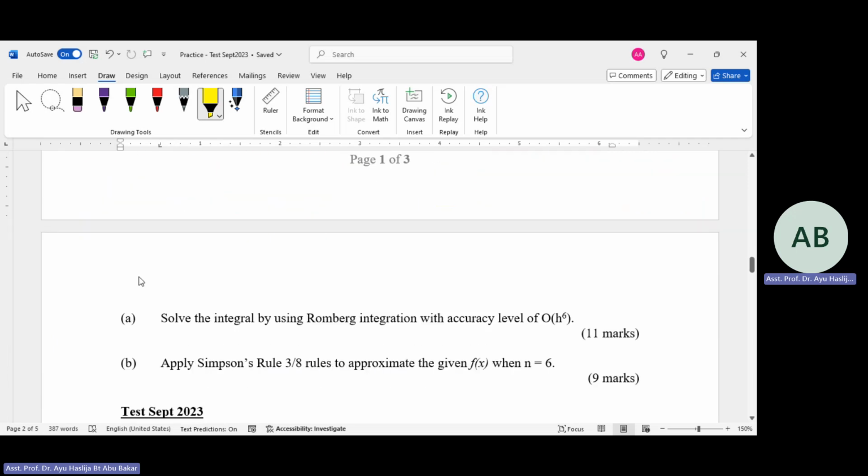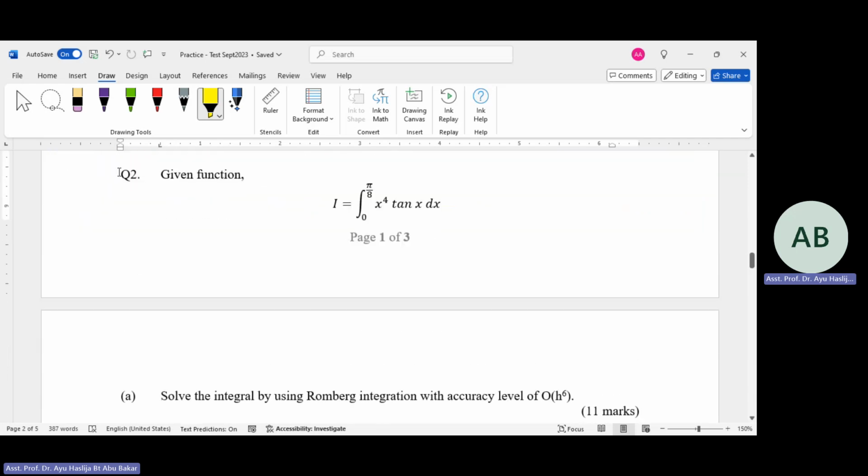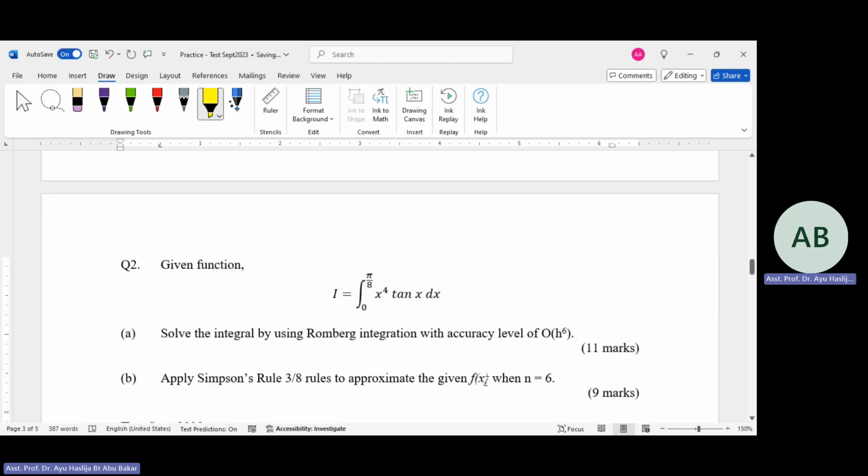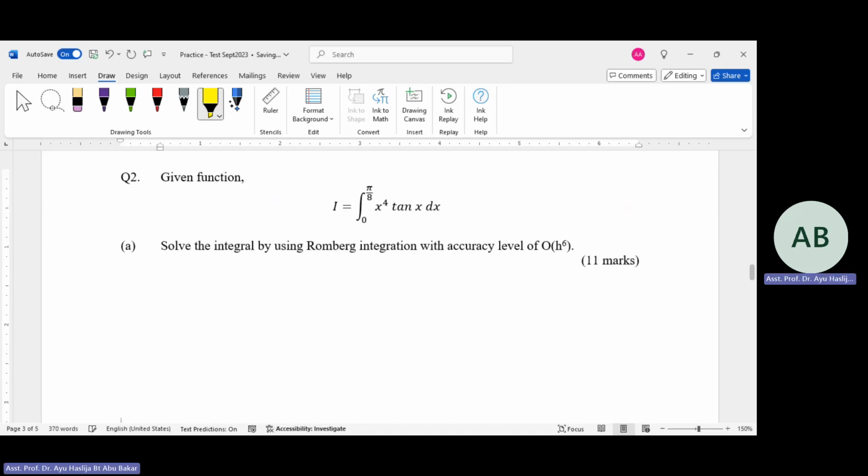Now for those who have done, try this. Yesterday we had done multiple application of Simpson 3/8. So today this is also Romberg integration with accuracy of O(h^6). Yesterday up to O(h^4), right? So today we focus on that only. Yesterday we had done Simpson 3/8 multiples already. Okay. So I delete. Focus on this.